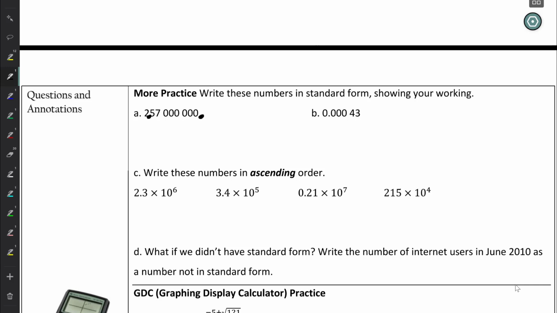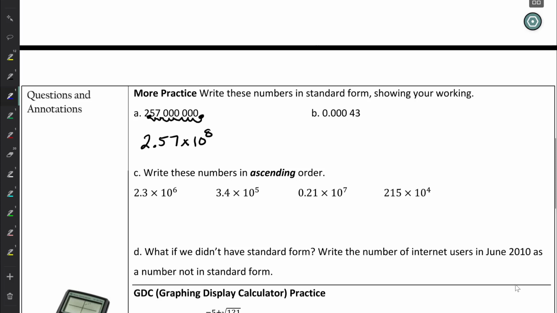We need to move the decimal then from the right to the left, counting how many spaces we are moving. We moved it 8 spaces. Okay? So we would say that's going to be 2.57 times 10 to the 8 power. That's it. It's that simple.